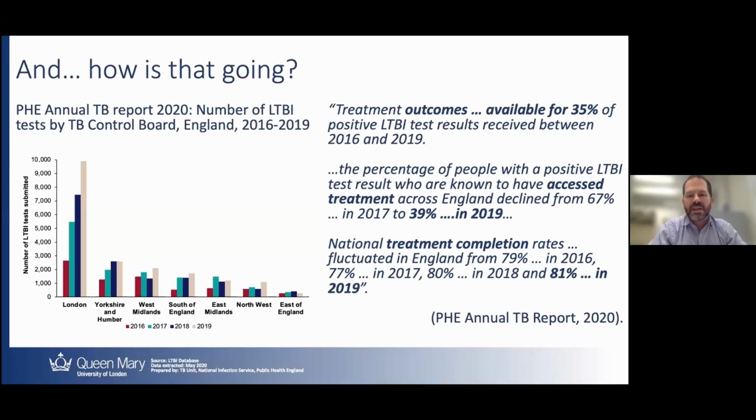But you can see on the right-hand side, I put some quotes from the annual report, and I thought this is quite stark. Treatment outcomes were available for 35% of those with a positive LTBI test. That means there is a problem in surveillance, of course. The percentage of people with positive test results who are known to access treatment across England was low, 67%, and has declined to barely 40% in 2019. There are many factors for that, we'll come back to that. But the national treatment completion rates were reasonable, standing at 81% at the moment.